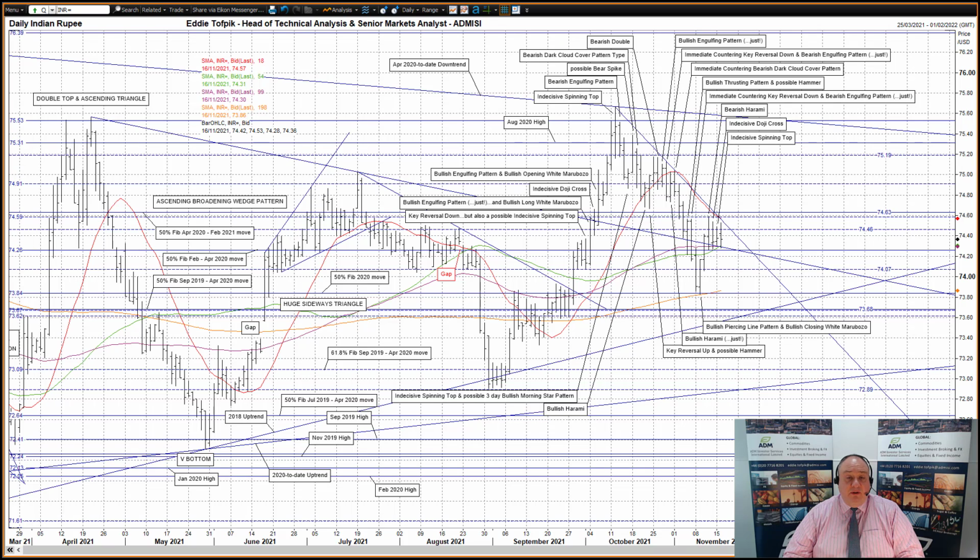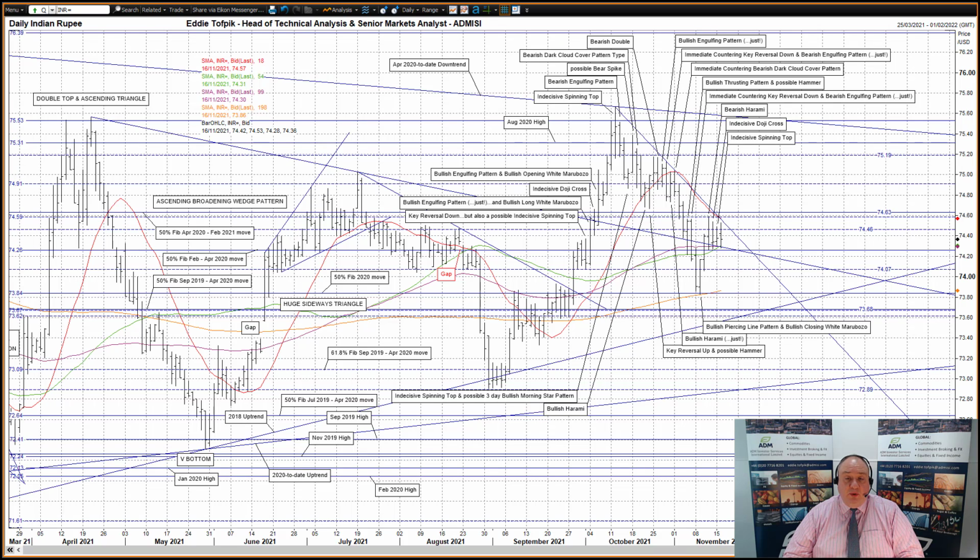It was supported once again by the multi-combination of the short medium moving average, currently at 74.31, the 50% Fibonacci line of the February to April 2020 move at 74.26, the medium moving average, currently 74.30, and finally the broken downtrend and trendline combination of the April 2021 to date move, currently at 74.29.